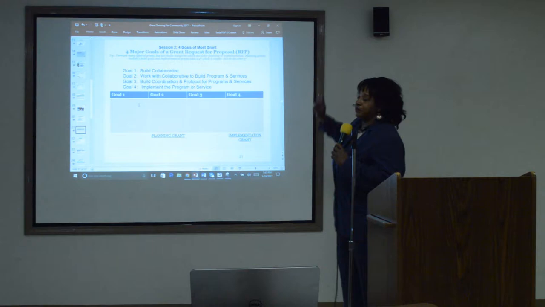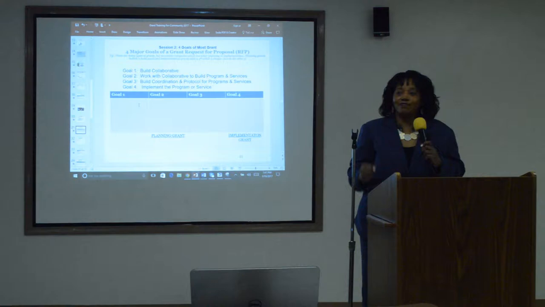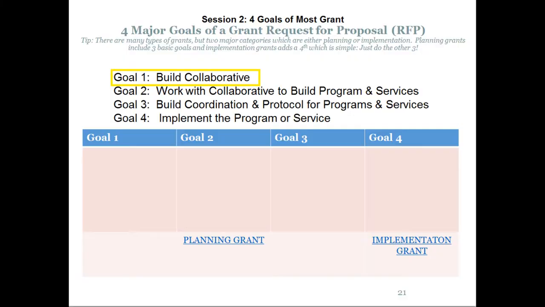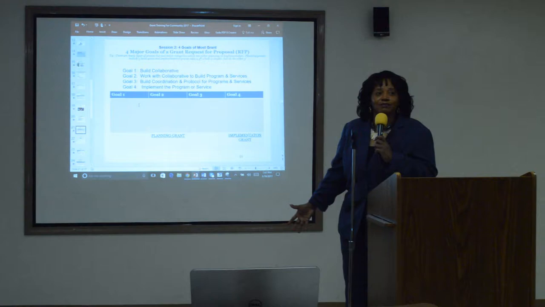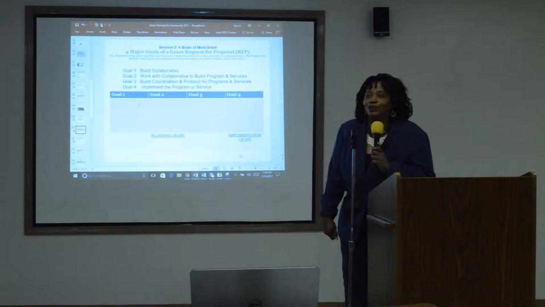So in building the collaborative, remember how many members do you have in your collaborative? Five members in the collaborative. So the first thing you do is you build that collaborative. What happens after you build your collaborative the first time? What do you think happens after that when you get ready to write the next grant? You use them over again. It's not like starting over.